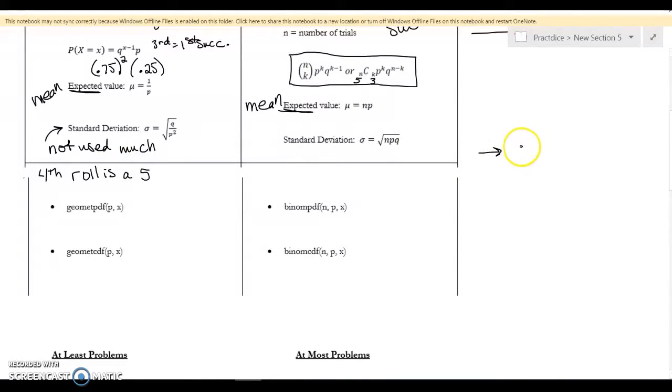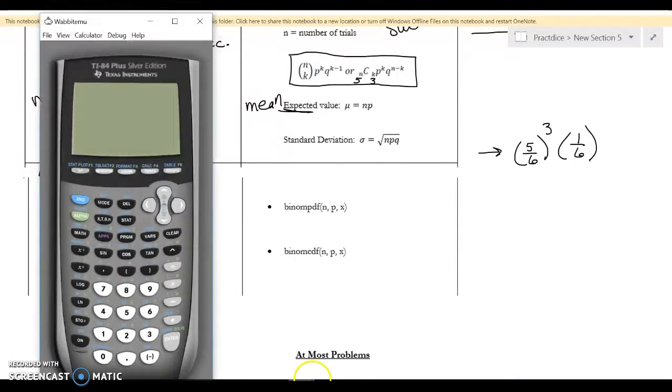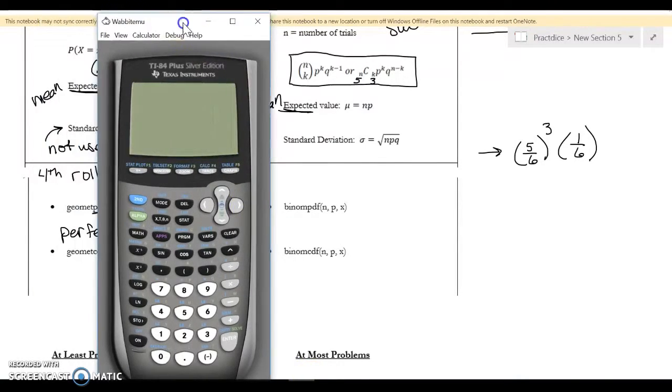Fourth roll is a 5, so that means I have 3 rolls that are not a 5, so that's 5 out of 6, and then 1 roll that is a 5. So P, when we do geometric, P stands for perfect. It happens exactly then.